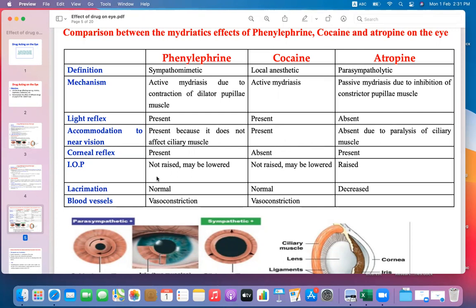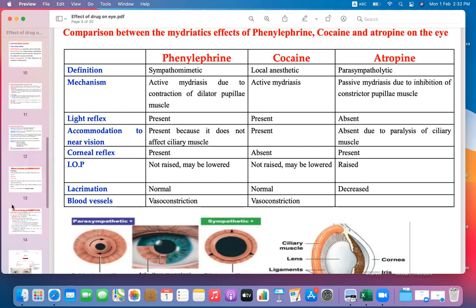Intraocular pressure is not increased, may be lowered, but atropine increases the intraocular pressure. Lacrimation is normal with phenylephrine and cocaine, but with atropine it is decreased. And about the blood vessels, there is vasoconstriction with phenylephrine and cocaine.